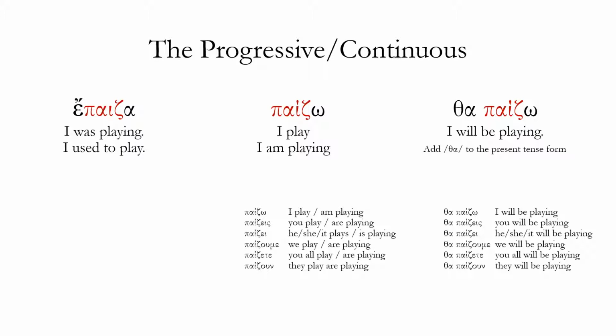And the imperfect is also used in Greek to talk about something that was our habit or our custom in the past. When I was young, I used to watch the Smurfs every Saturday morning, for example.